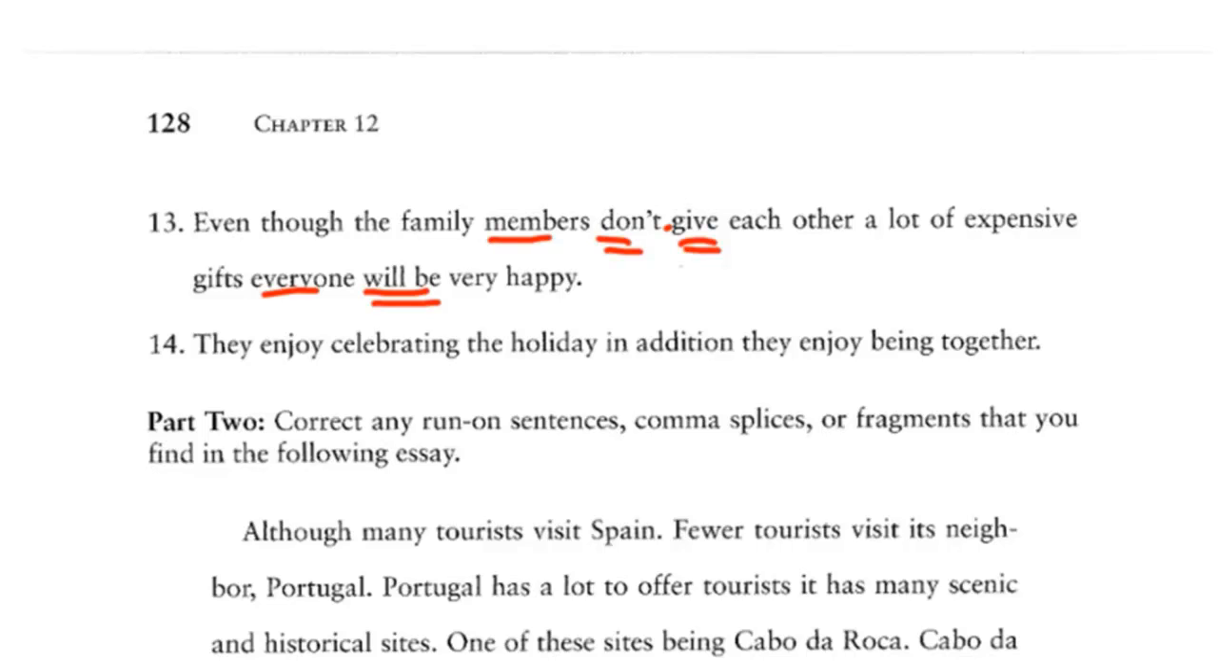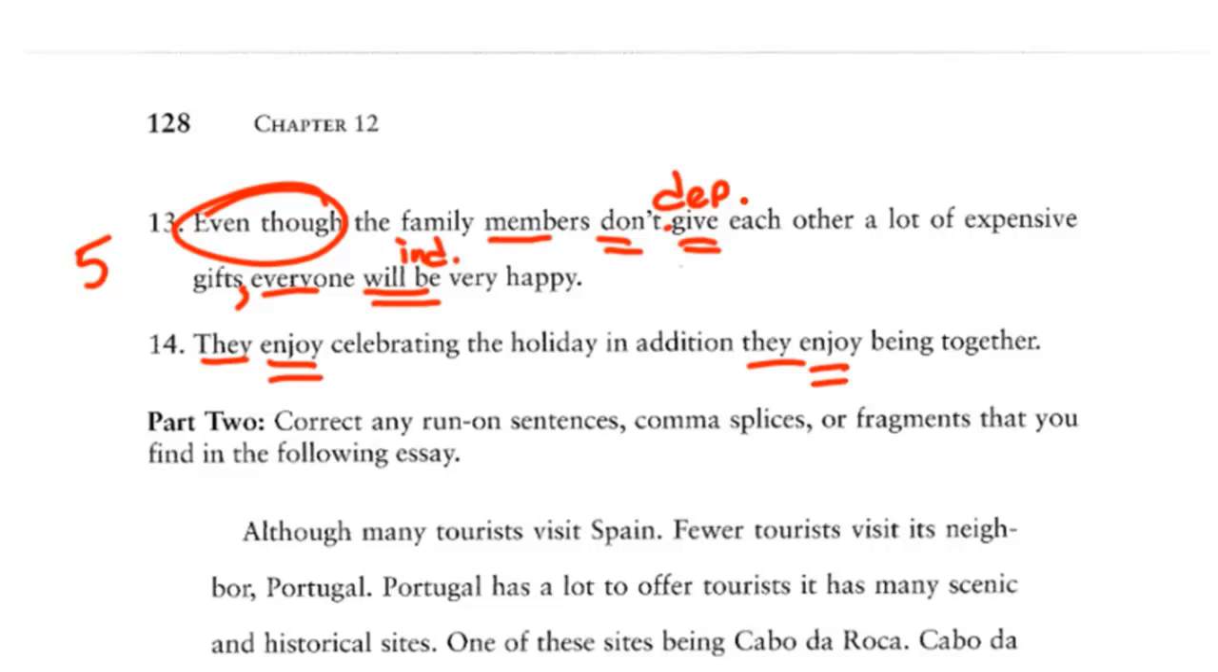Now the first part of this, all the way up to gifts, could not stand on its own because of even though. That's a subordinating conjunction. So this first part is a dependent clause, while the second part is independent. So I'm going to put a comma after gifts because this follows the same pattern as pattern 5. On number 14, they enjoy, and then we've got they enjoy. It's connected by in addition, which is like in pattern number 3. So I'm going to put a semicolon after holiday and a comma after in addition.